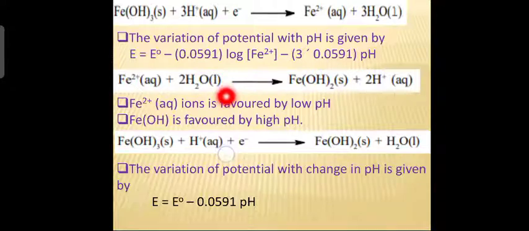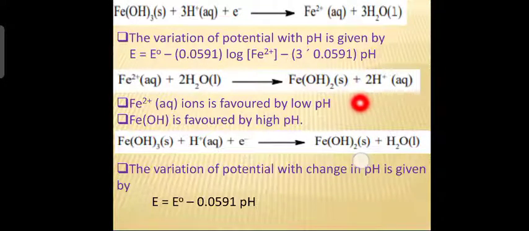Okay. Now, the vertical line DF, what does it represent? It represents the equilibrium between ferrous ion and ferrous hydroxide. So, this is the reaction: Fe2+ plus 2H2O giving ferrous hydroxide and 2H+. Now, this reaction also involves H+ ions, therefore, it is pH dependent. Anything that includes H+ ions means it is pH dependent. The formation of ferrous ions is favored by low pH, and that of ferrous hydroxide is favored by high pH.